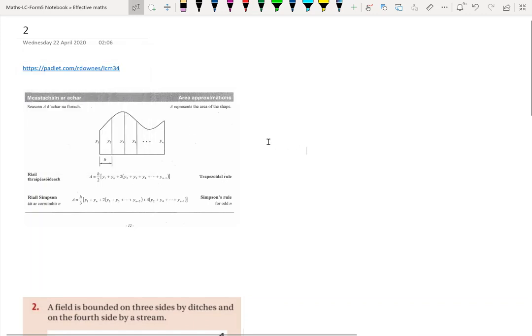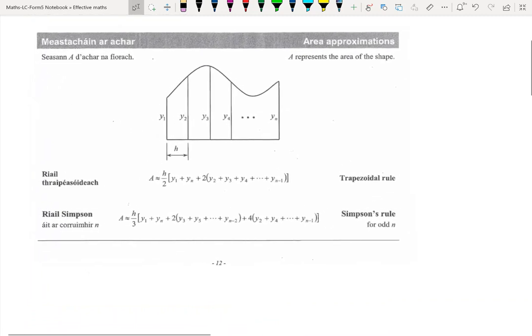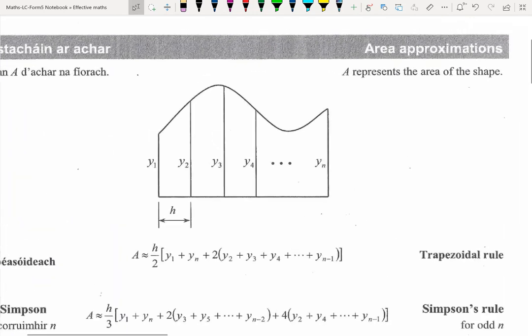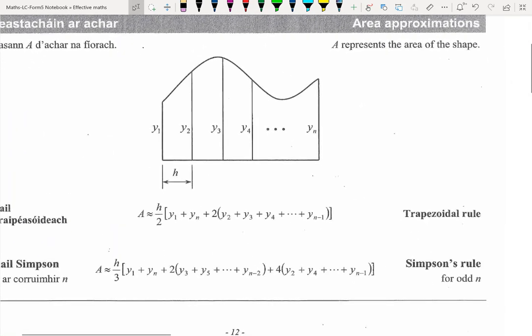Okay, and so we're using a thing called a trapezium rule. It's a method not for calculating area, but it's pretty good at it. We can approximate area.